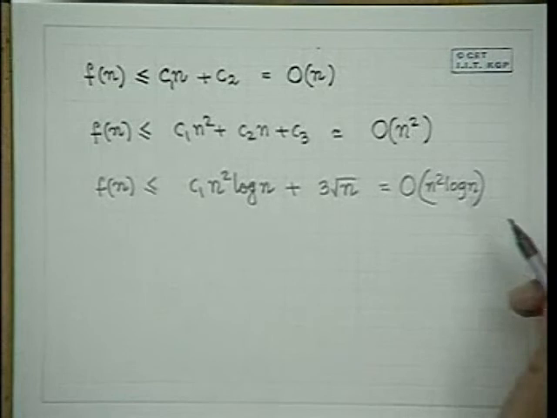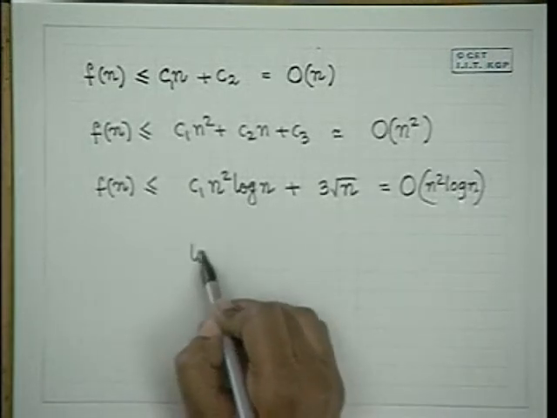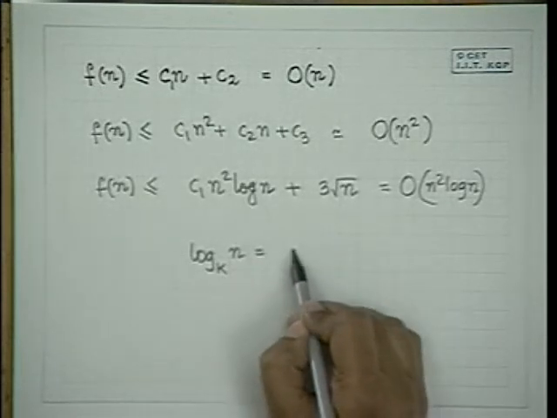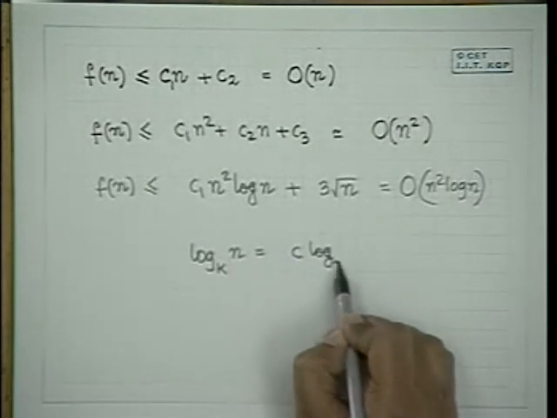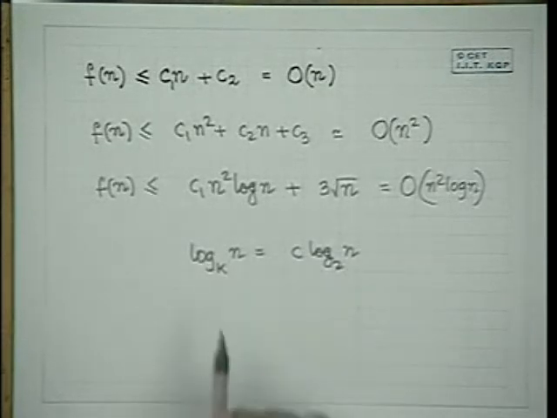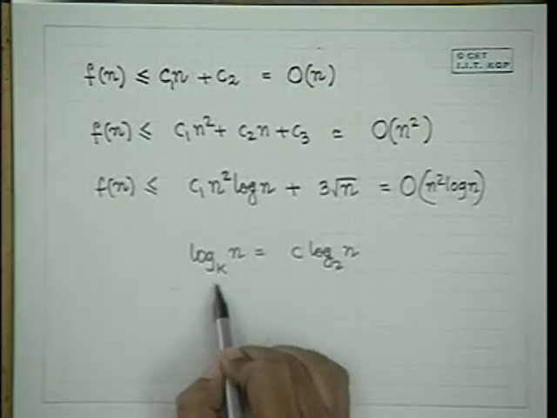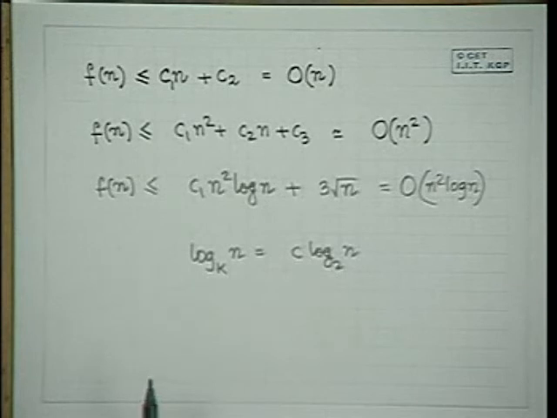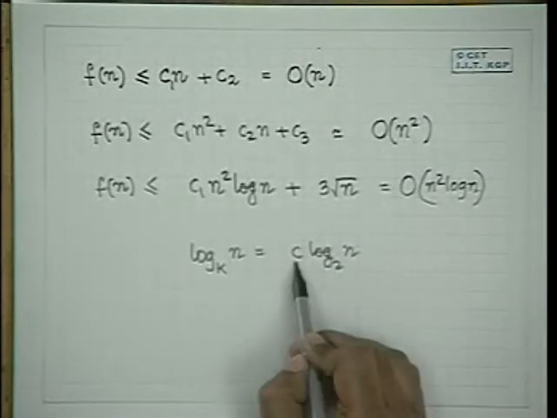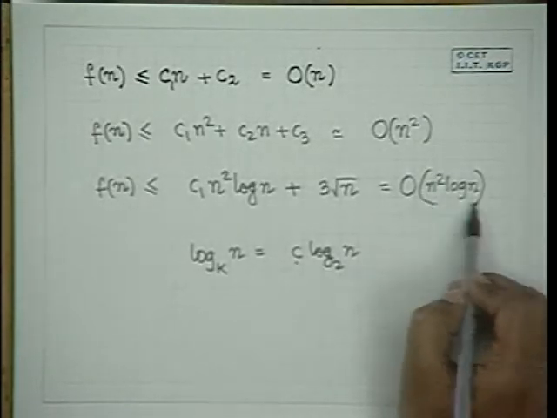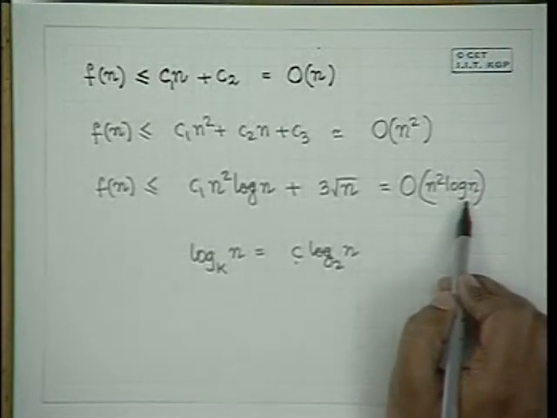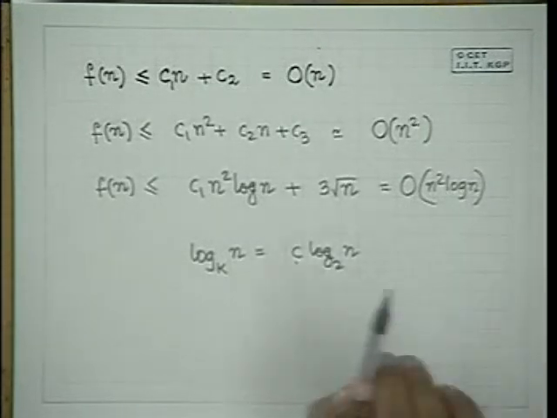All of them are of any base, because log of n to the base k will be some constant multiplied by log n to the base 2. Since it's a constant and constants become unimportant here, this log can be consistently taken to be a particular log, say log to the base 2.